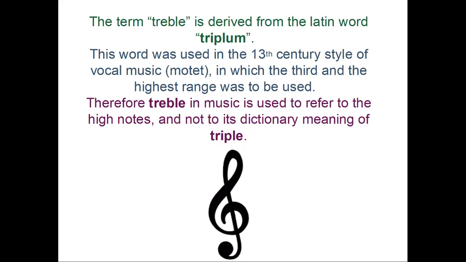The term treble is derived from the Latin word triplum. This word was used in the 13th century style of vocal music called a motet, in which the third and highest voice range was to be used. Therefore, treble in music is used to refer to the high notes and not to its dictionary meaning of triple.